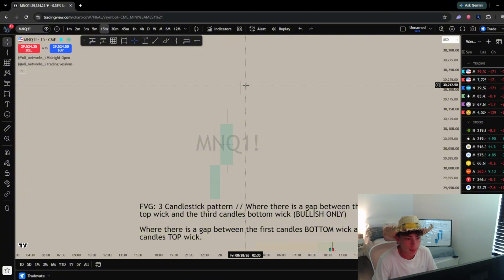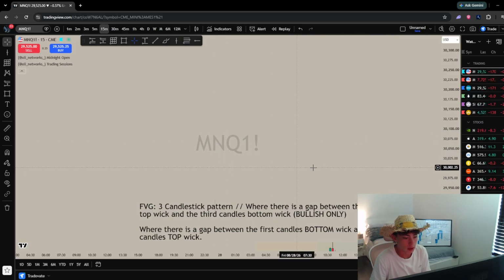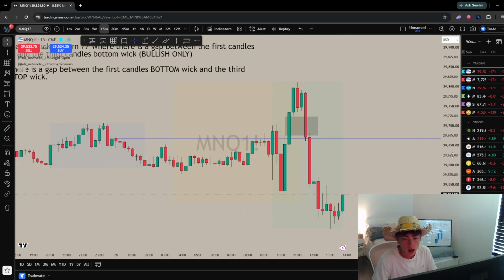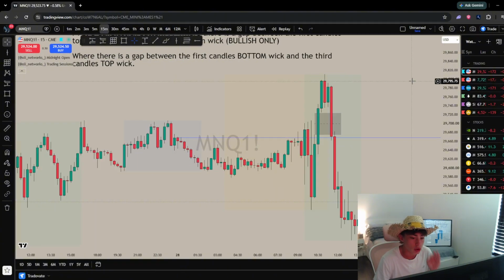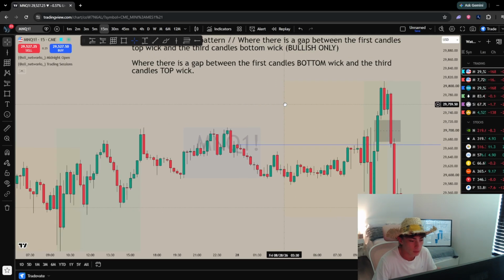Now, I'm going to delete these, and we're going to spot some more on the chart. Like I said, this concept is extremely simple to understand. It's probably the most simple concept to understand, and it's just to spot out, right?